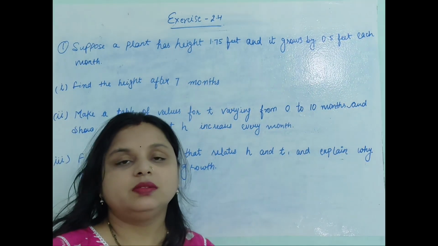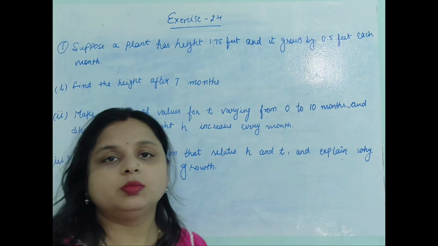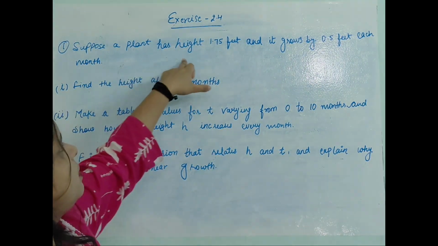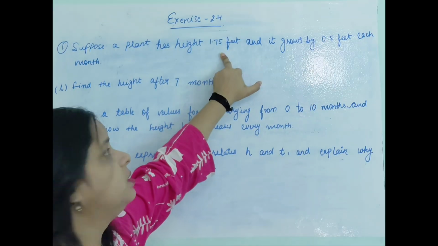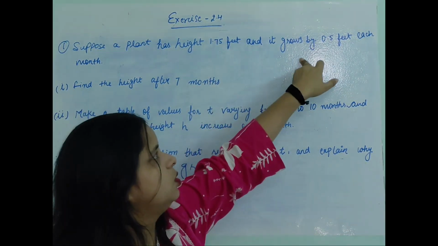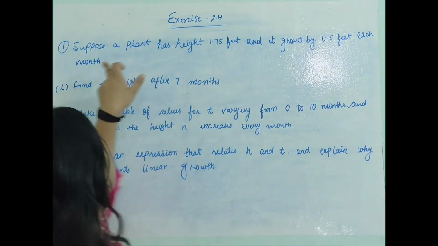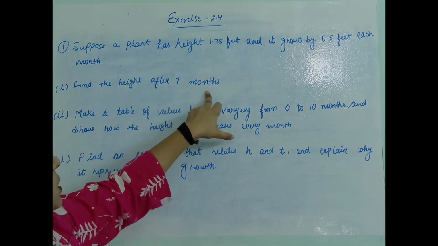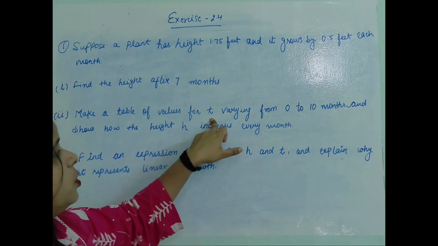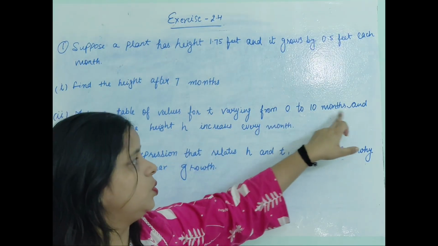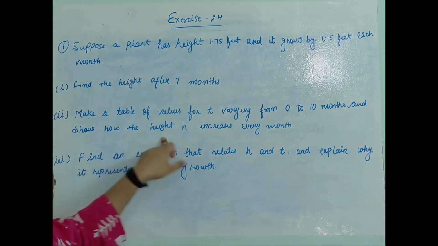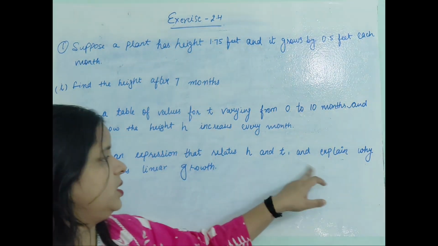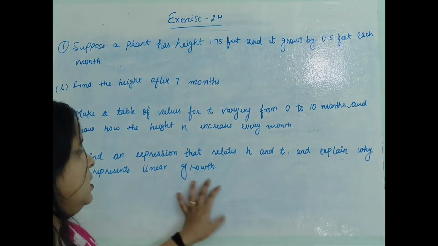Hello students, so today we will see some questions from exercise 2.4. Okay, so here what they have said, suppose a plant has height 1.75 feet and it grows up 0.5 feet each month. Find the height after 7 months, make a table of values for t varying from 0 to 10 months and show how the height increases every month. Find an expression that relates h and t and explain why it represents linear growth.